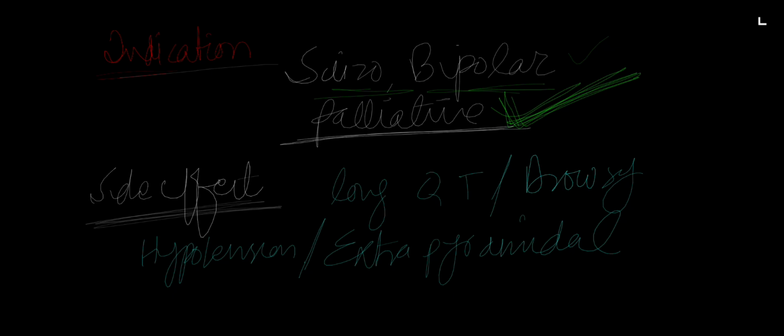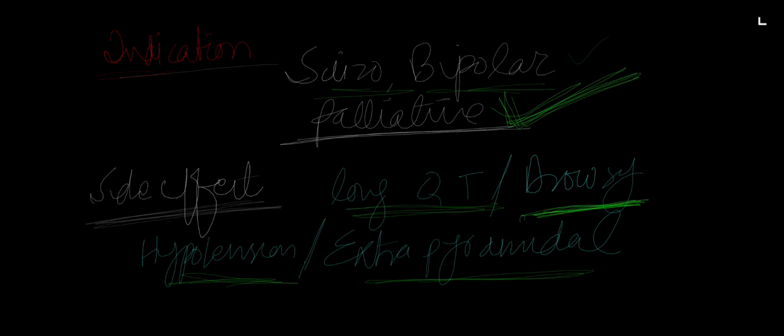If we talk about the side effect profile, it includes arrhythmias. You need to remember that haloperidol is associated with long QT syndrome. The other side effects are that they make the patient drowsy, hypotension, hyperglycemia, and importantly, you need to remember the extrapyramidal symptoms. Extrapyramidal syndrome is related with the typical antipsychotics.